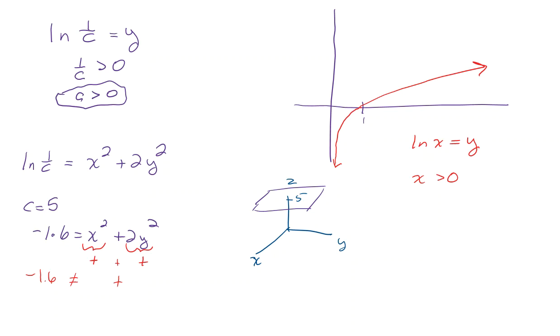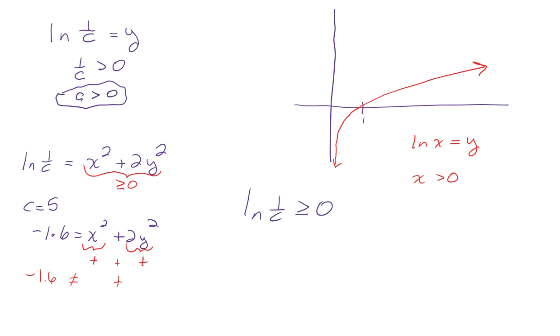So we really need to figure out what values of c will produce an output here, and those would be the elevations that will produce an intersection. So what do we need in that case? Well, we need the natural log of 1 over c to be positive, because this whole thing right here is greater than or equal to 0. If x and y are 0, then we could get 0. So the natural log of 1 over c has to be greater than or equal to 0.